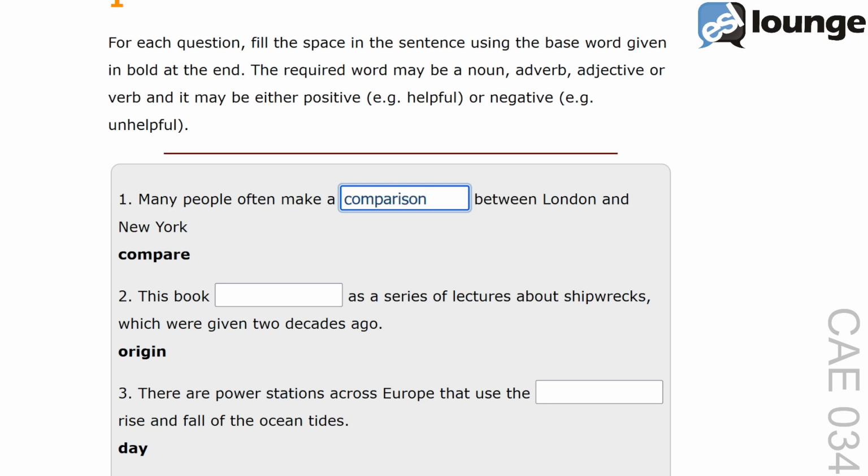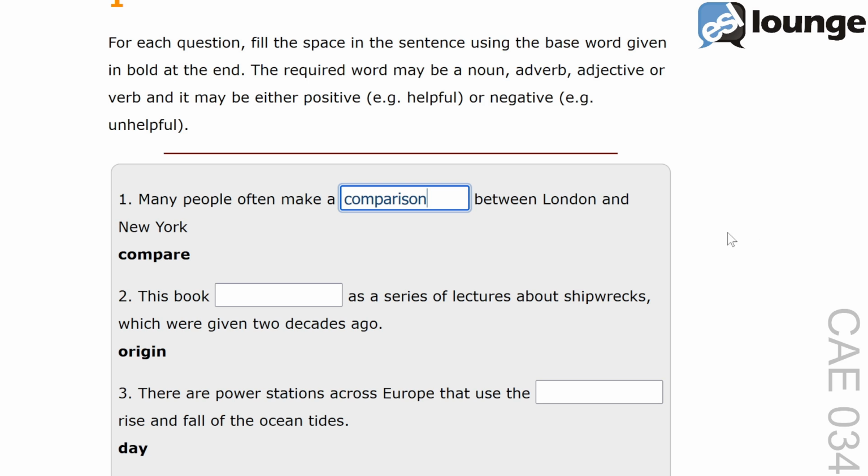Comparison is a noun used to discuss similarities and differences between two or more items. It involves evaluating attributes to highlight things in common and differences. For example, the comparison between the two cities highlights their unique characteristics.